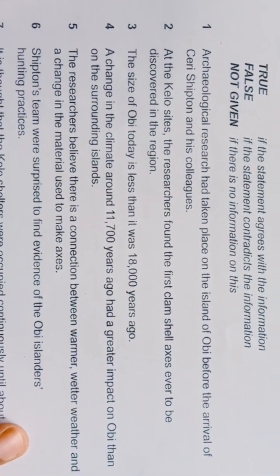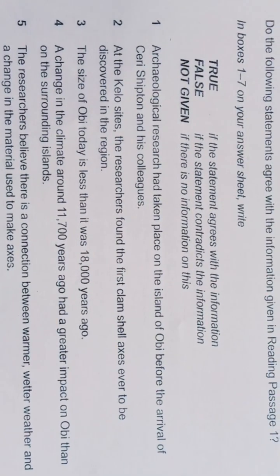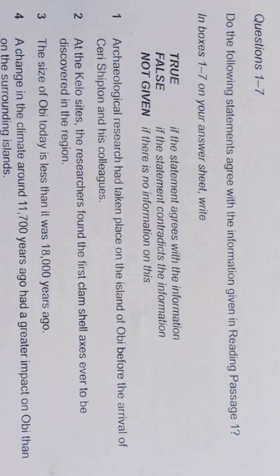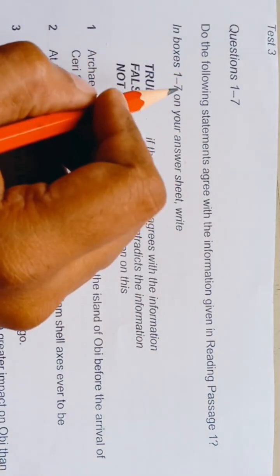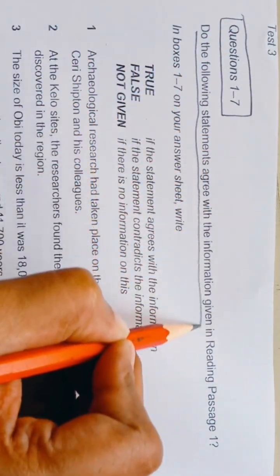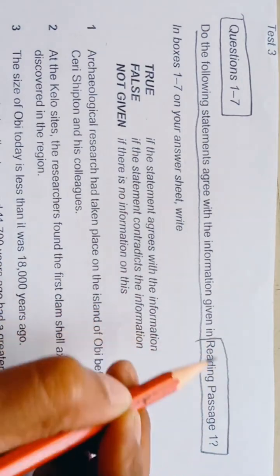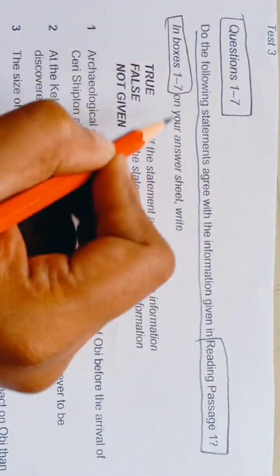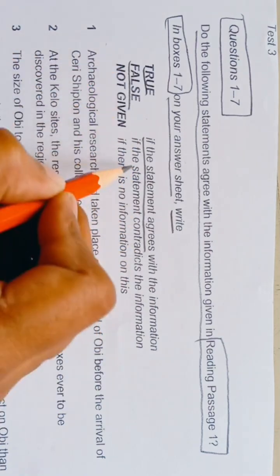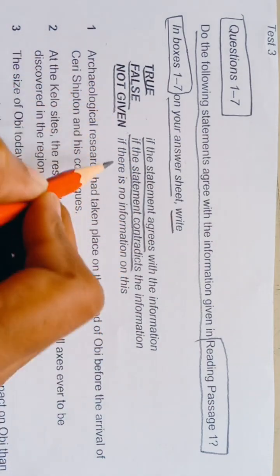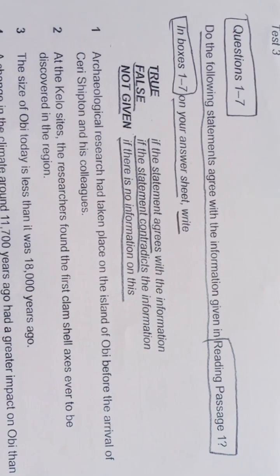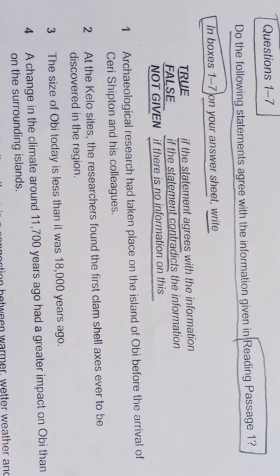Our first question type is True, False, Not Given. Questions 1 to 7. Do the following statements agree with the information given in Reading Passage 1? In boxes 1 to 7 on your answer sheet, write TRUE if the statement agrees, FALSE if the statement contradicts, and NOT GIVEN if there is no information. So now let's mark our keywords.